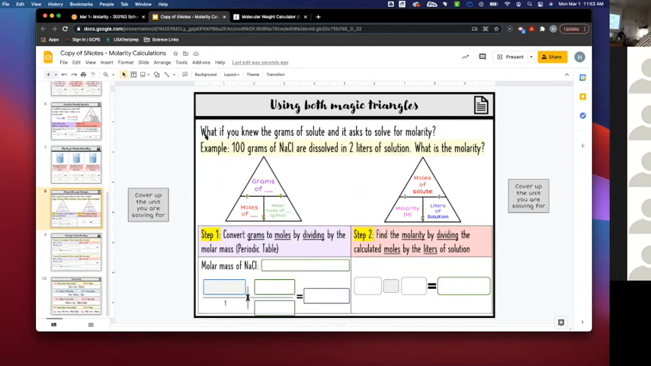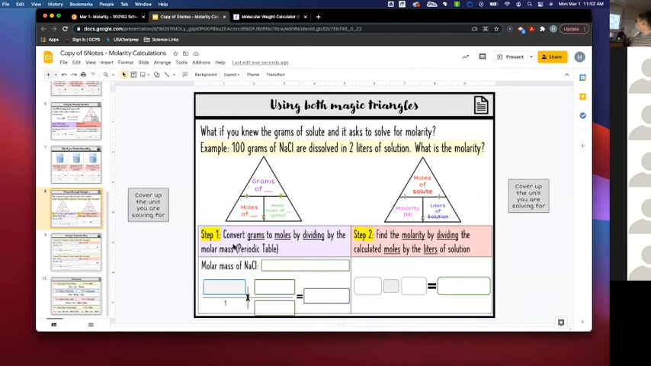So it says, what if you knew the grams of solute and it asks you to solve for molarity? So what this means is they don't give you the moles, but they give you grams. This is where you're going to have to do a little bit of stoichiometry. And I know it sucks, but it is what it is. So here's what you're going to do. Remember that website I told you about?